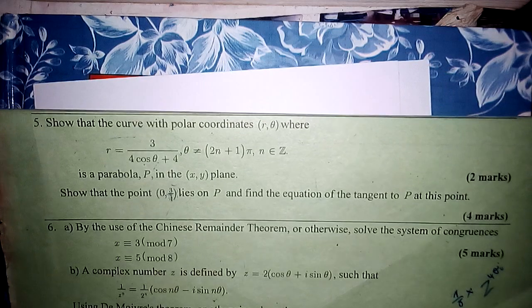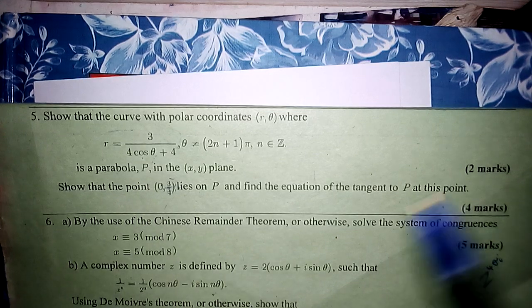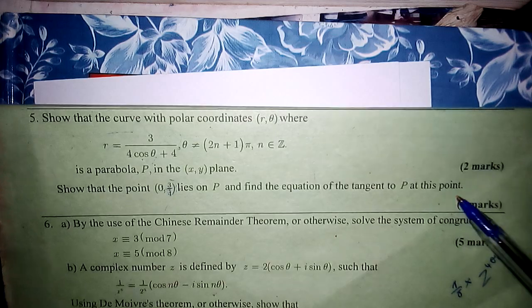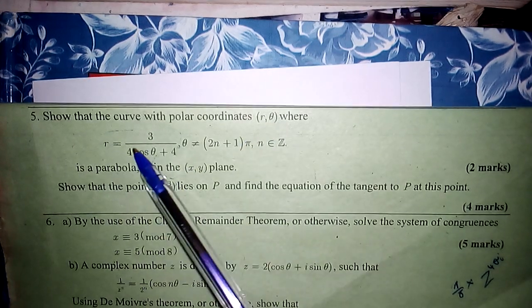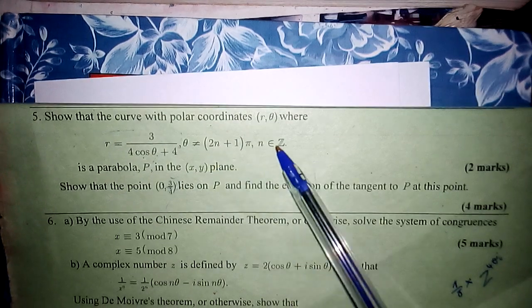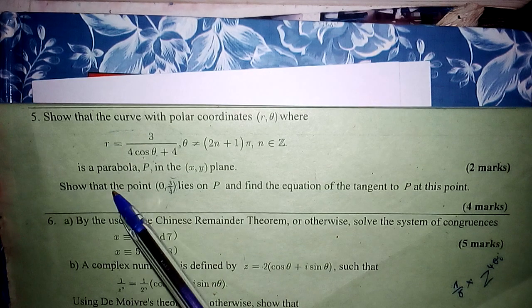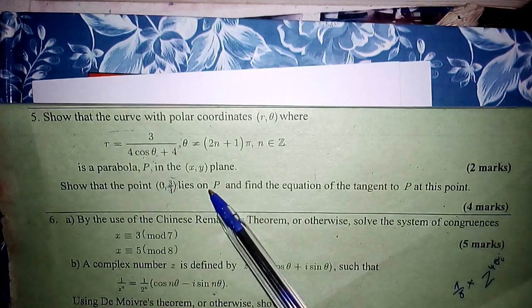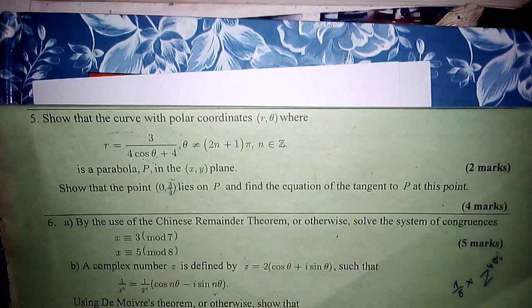So in this video we are going to be looking at the topic conic sections, and we are going to be solving June 2021 further math paper 2 question 5. It came in the topic and a total of 6 points. Okay, it reads, show that a curve with polar coordinates r theta, where r is equal to this, theta different from this for all n, the set of integers, is a parabola P in the xy plane. Show that a point 0, 3/4 lies on P and find the equation of the tangent to P at this point.